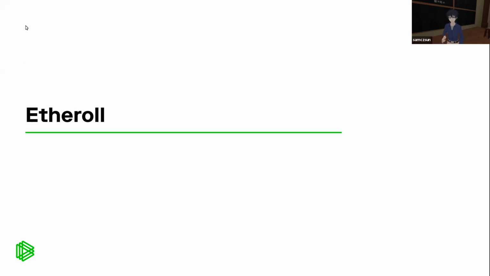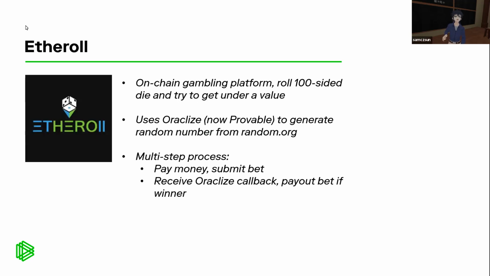Okay, here's a really fun one. This is a gambling app called Ethereal. And the way it works is very simple. You basically roll a 100-sided dice and you try to bet what number you'll roll under. So, you can bet that you'll roll under 51. And if the die rolls under 51, then you'll basically win back your deposit and then some.